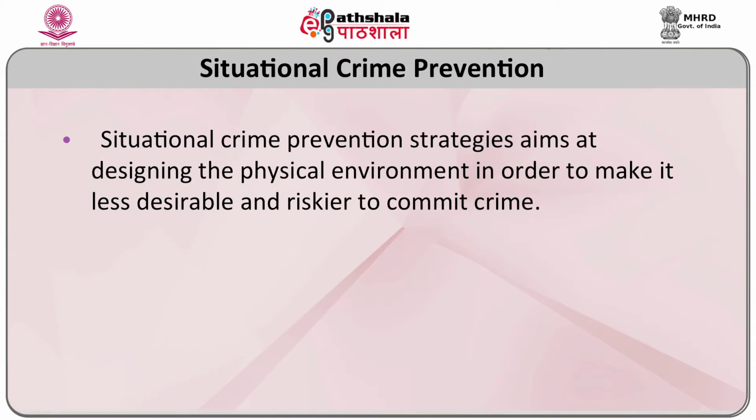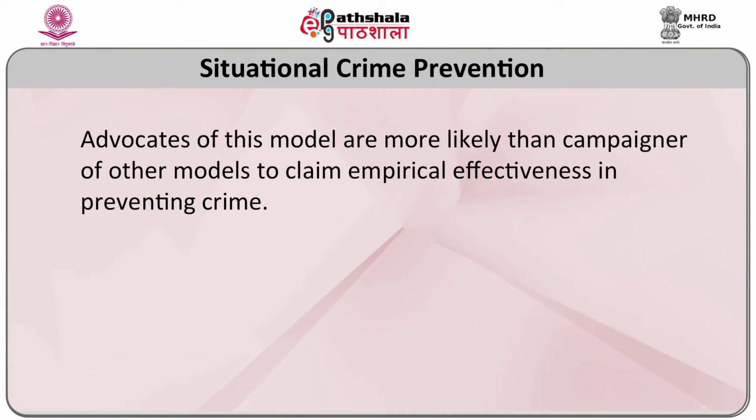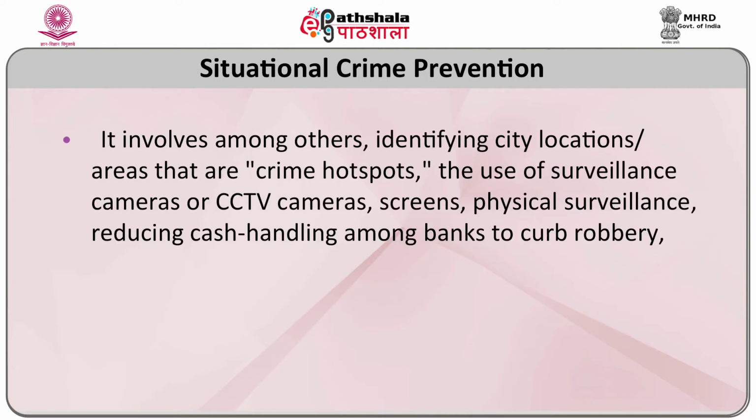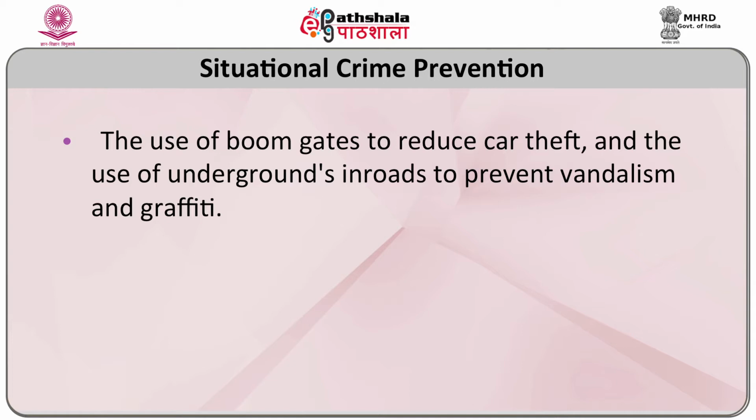Situational crime prevention strategy aims at designing the physical environment in order to make it less desirable and riskier to commit crime. Advocates of this model are more likely than campaigners of other models to claim empirical effectiveness in preventing crime. It involves, among other things, identifying city location areas of hotspots, use of surveillance cameras or CCTV cameras, screens, physical surveillance, reducing cash in hand at a bank to curb robbery, the use of boom gates to reduce car theft, and underground inroads to prevent vandalism and grafting.